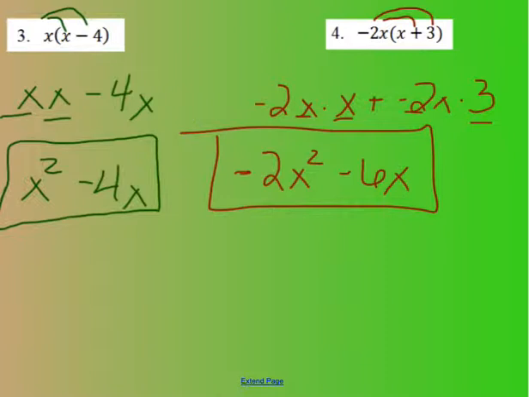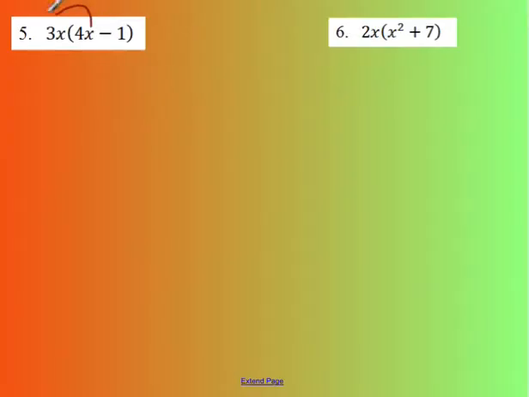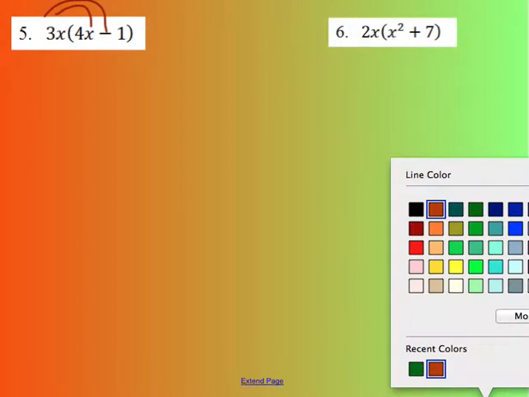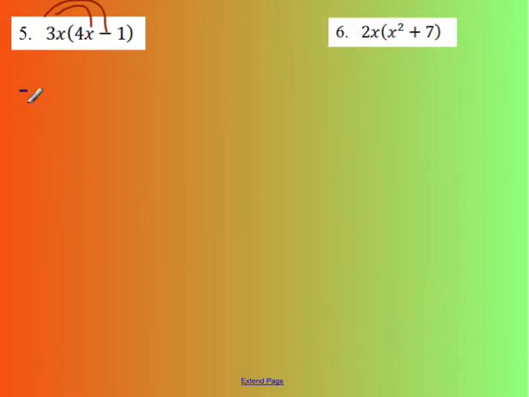All right, let's take a look at number 5. For number 5, we're taking 3x and multiplying it by each of those terms. So I'm taking 3x times 4x plus 3x times negative 1. So I'm taking each term in there and multiplying it by what's on the outside.